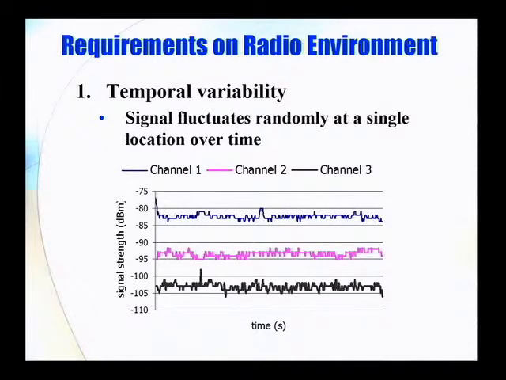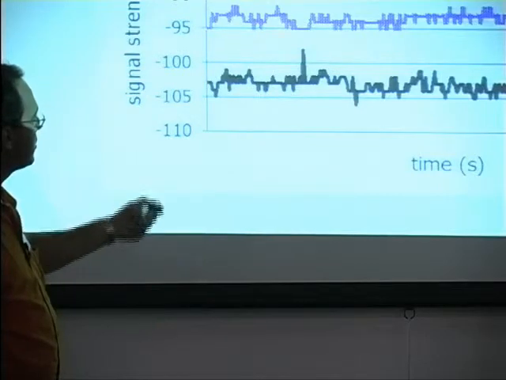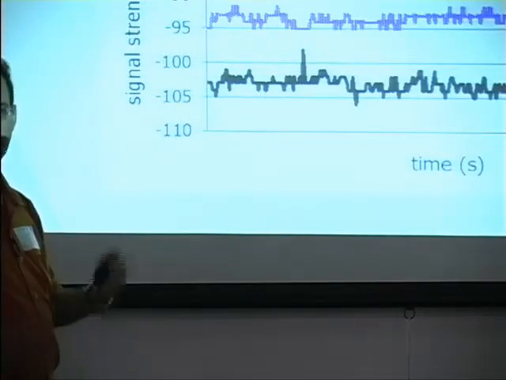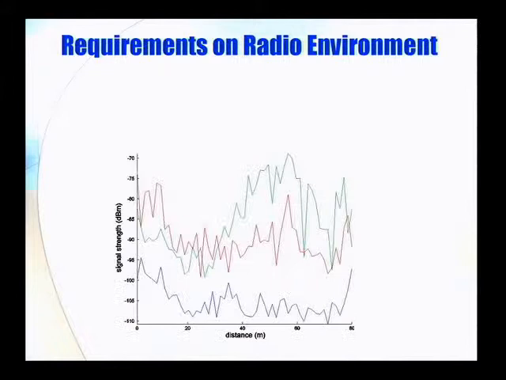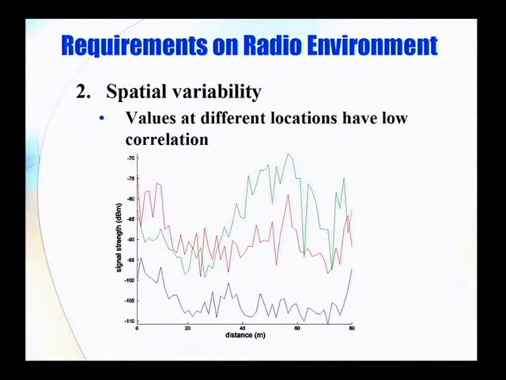Time is going in this direction. This is signal strength. As you can see, over time, the signal strength that I perceive these radio sources to be transmitting at goes up and down. It's quite hard to predict how the variations will go. Second, there has to be spatial variability, in the sense that the signal strength at different places in the same environment should be independent in some sense, or very hard to correlate.